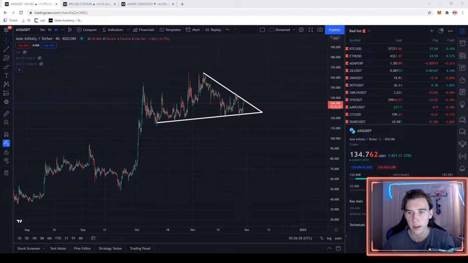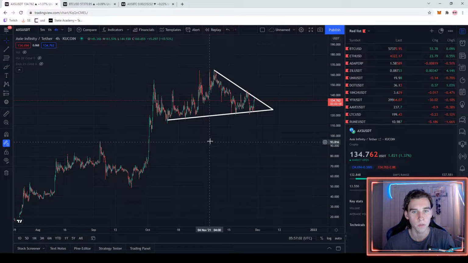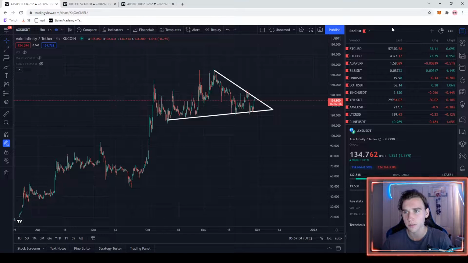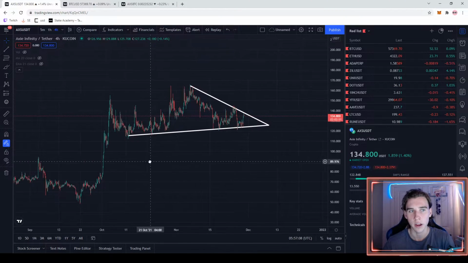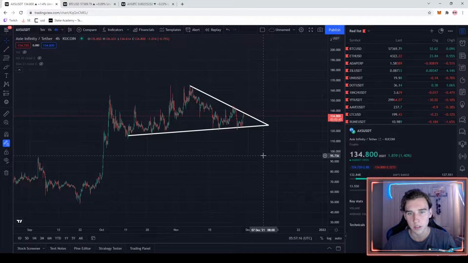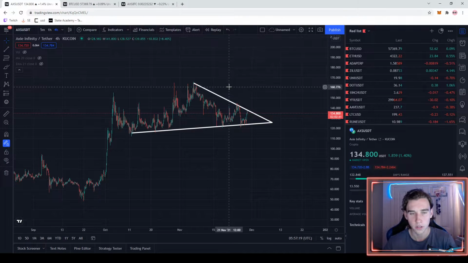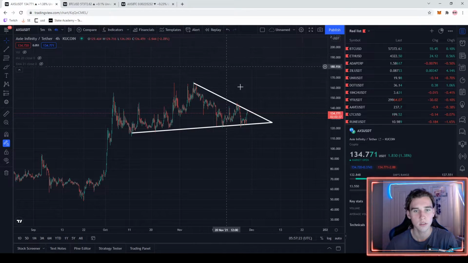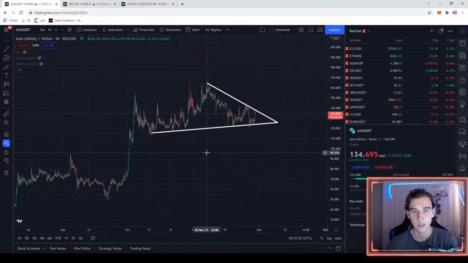Today we're going to take a look at Axie Infinity, which I've yet to do a video on. I've talked about Sand or Sandbox, which is another NFT cryptocurrency, and today I thought I'd have a look at Axie Infinity, which is a bit higher market cap. I think it's ranked like 20-something on market capitalization, so it's very up there. Currently trading at $134, which is a pretty staggering amount.